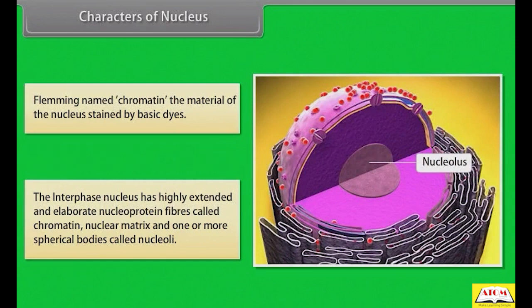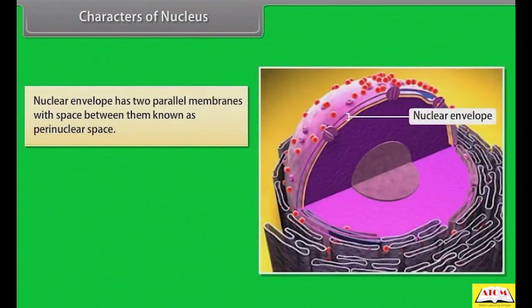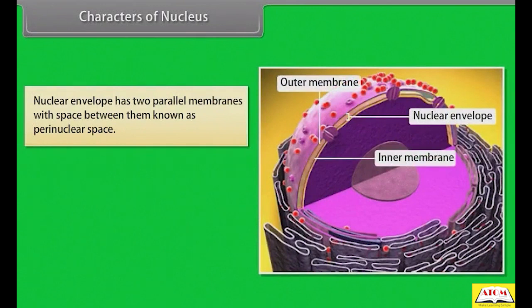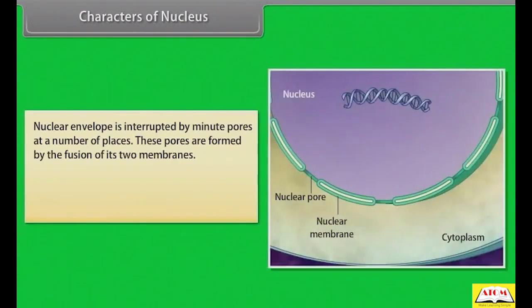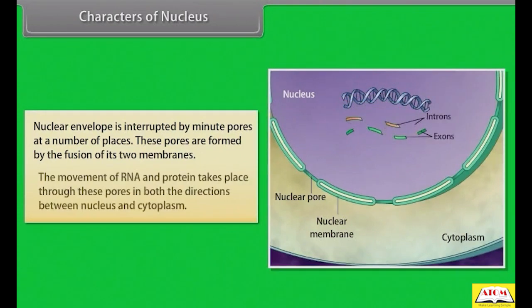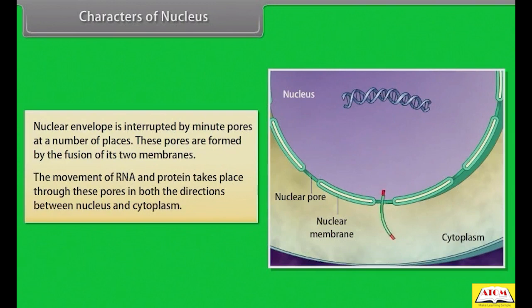Nuclear envelope has 2 parallel membranes, with space between them known as perinuclear space. The outer membrane is usually continuous with the endoplasmic reticulum having ribosomes on it. Nuclear envelope is interrupted by minute pores at a number of places. These pores are formed by the fusion of its two membranes. The movement of RNA and protein takes place through these pores in both the directions between nucleus and the cytoplasm.